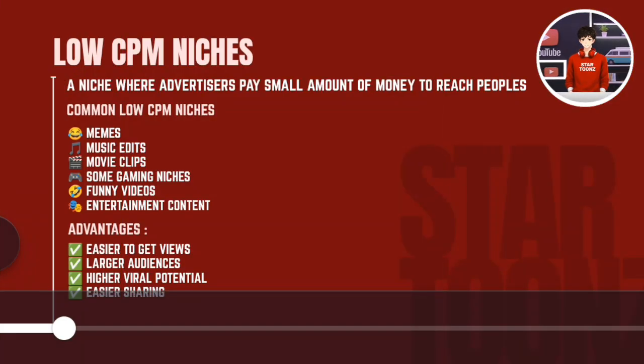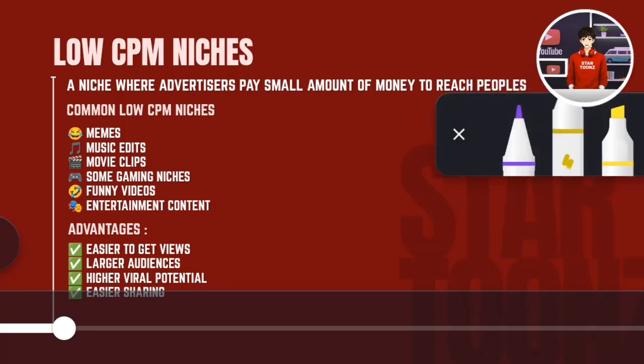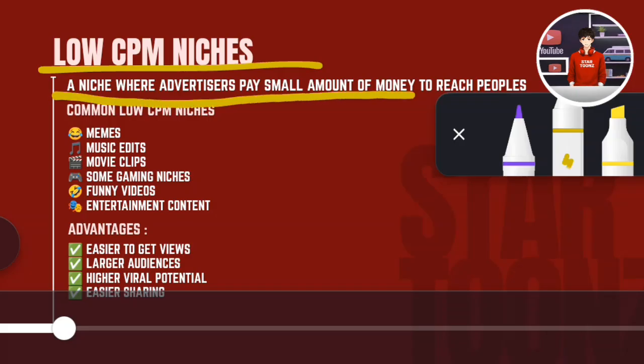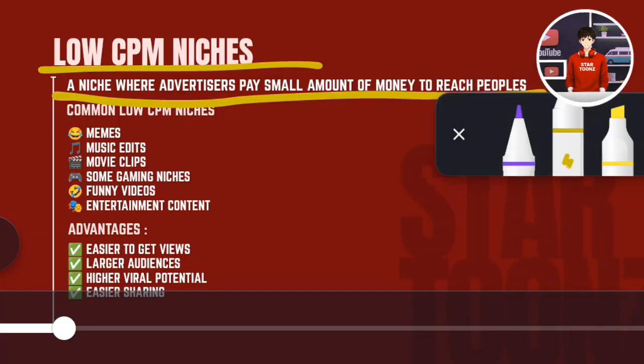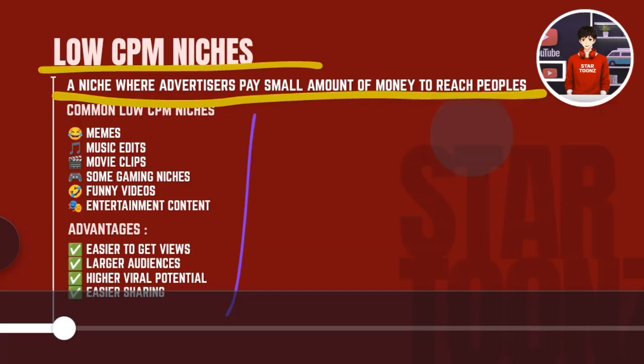Now let's discuss the other side of the equation. Low CPM niches. Many beginners hear the phrase, low CPM, and immediately think a niche is bad. That is not true. A lower CPM does not automatically mean lower earnings. Let's understand why. Some niches attract viewers who are mainly looking for entertainment. For example, memes, funny videos, entertainment clips, and some gaming content. These viewers are usually not actively looking to buy expensive products or services. Because of this, advertisers often pay less to reach them. As a result, CPM tends to be lower.